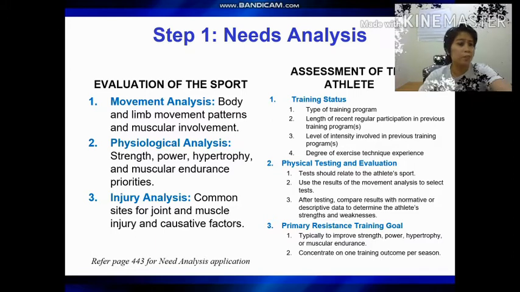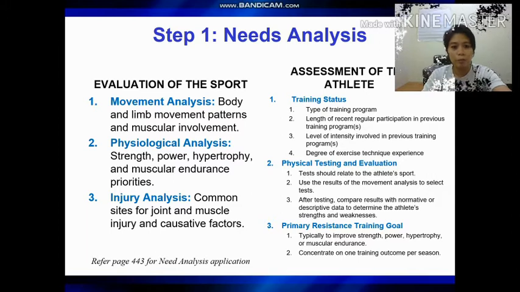Movement analysis: you have to understand the sport itself, the body and limb movement patterns and muscular involvement. Football athletes, what do you think of the movement? Their movements are more prone to be running, kicking, sometimes heading. So this kind of movement you should understand, so that you can choose the exercises to be inserted in the training program later on.